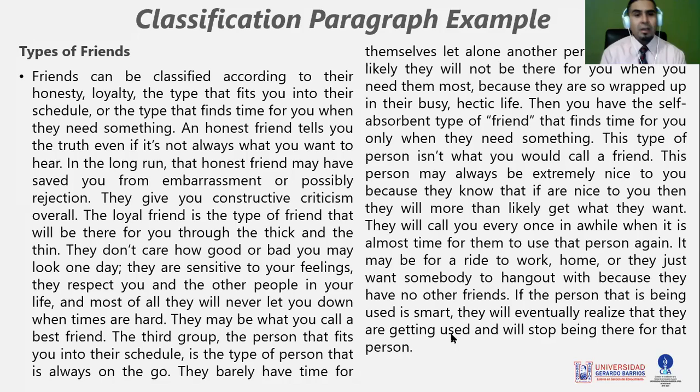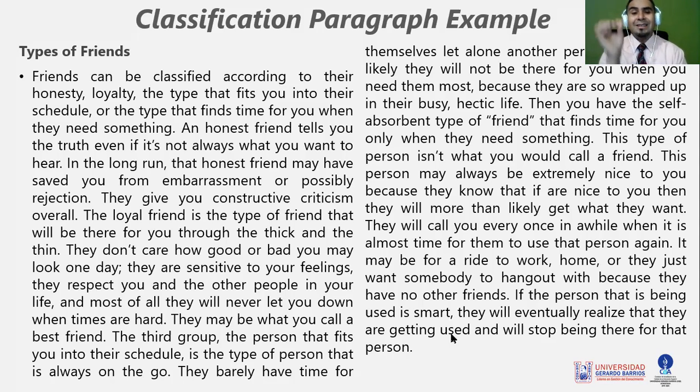Number 1, an honest friend. That's the first category. An honest friend tells you the truth, even if it's not always what you want to hear. In the long run, that honest friend may have saved you from embarrassment or possibly rejection. They give you constructive criticism overall. Okay, so that's a little bit of information of the honest friend. Okay, that's what this person thinks about an honest friend.